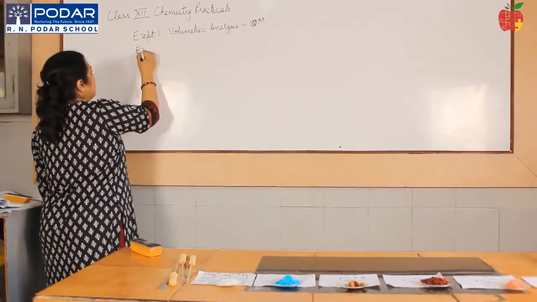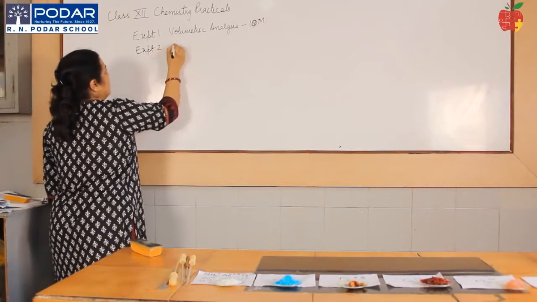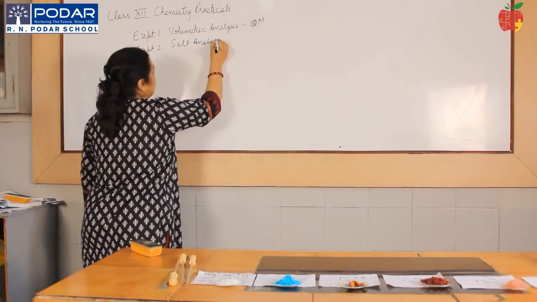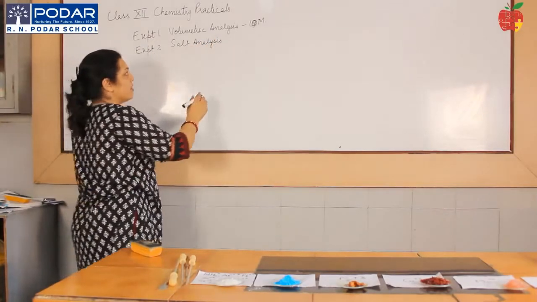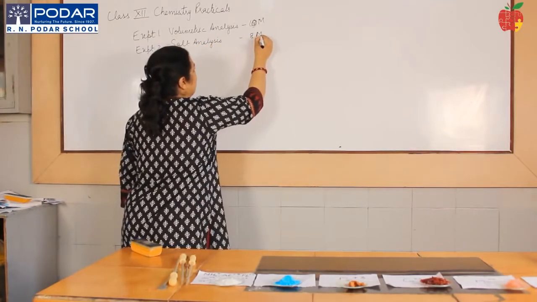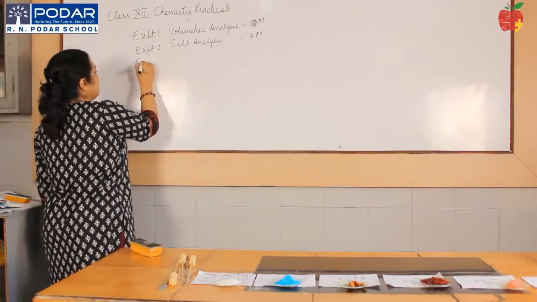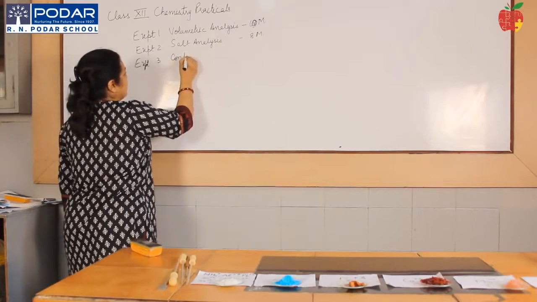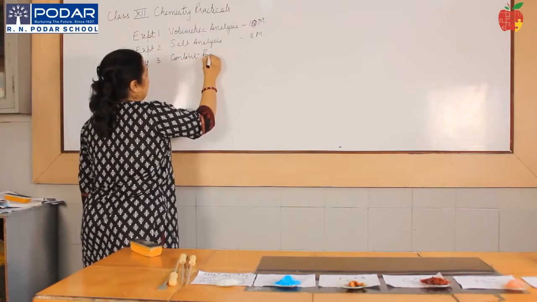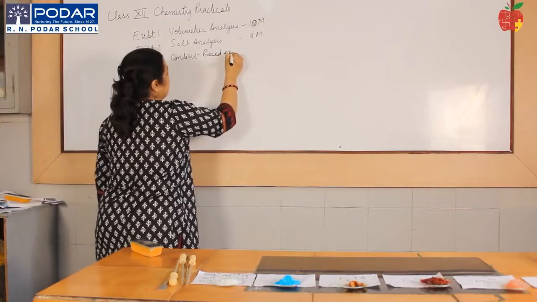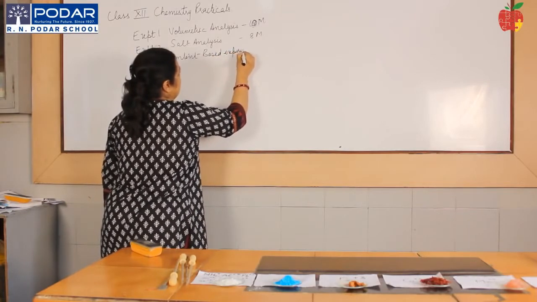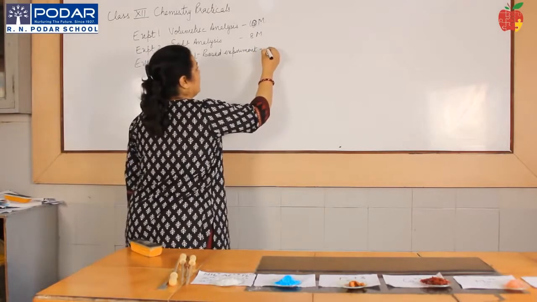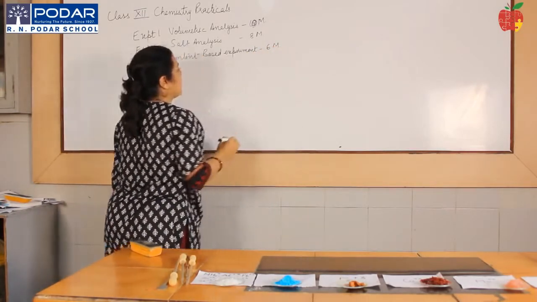Your experiment number 2 is your salt analysis, which is a qualitative analysis where you identify the anion and cation present in the given salt, which has a weightage of 8 marks. Your experiment number 3 is your content-based experiment. In this you have experiments like chromatography, functional groups, colloidal and so on, which has a weightage of 6 marks.